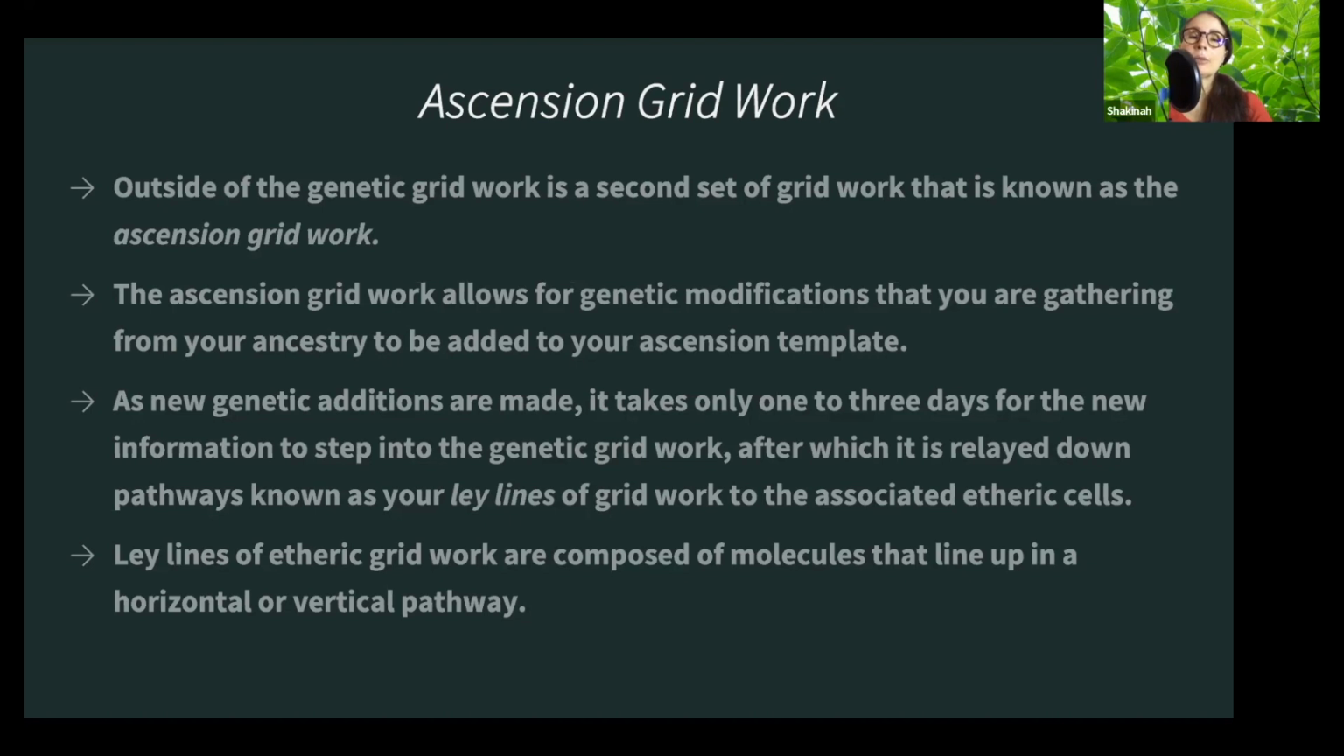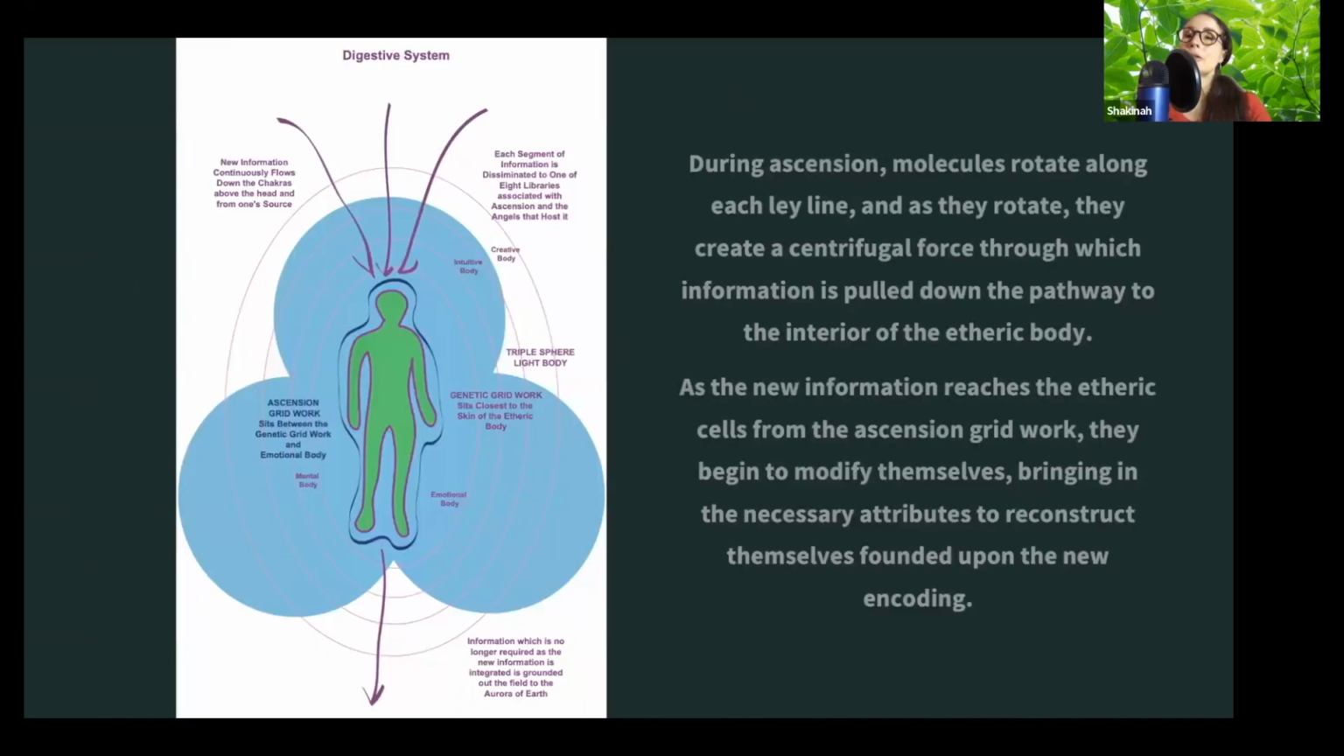Ley lines of etheric gridwork are composed of molecules that line up in a horizontal or vertical pathway. During ascension, molecules rotate along each ley line, and as they rotate, they create a centrifugal force through which information is pulled down the pathway to the interior of the etheric body. As the new information reaches the etheric cells from the ascension gridwork, they begin to modify themselves, bringing in the necessary attributes to reconstruct themselves founded upon the new encoding.